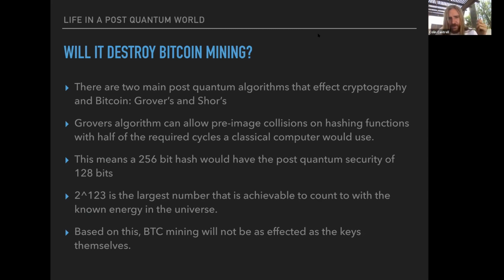2 to the power of 123 is the largest number achievable to count to with the known energy in the universe. That's why 128 bits is generally considered achievable security. I didn't calculate this; it's a figure I found online, and it's been a pretty good quantification. Counting that many numbers, 0, 1, 2, 3, 4, 5, 6, 7, would not only take on the order of billions of years, but would also take more energy than we are currently aware of in the universe.